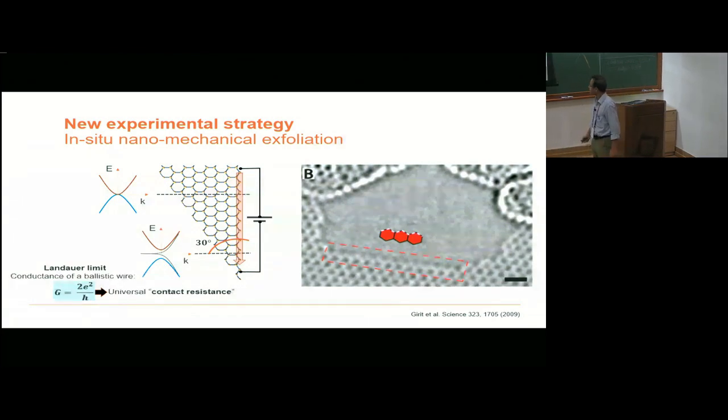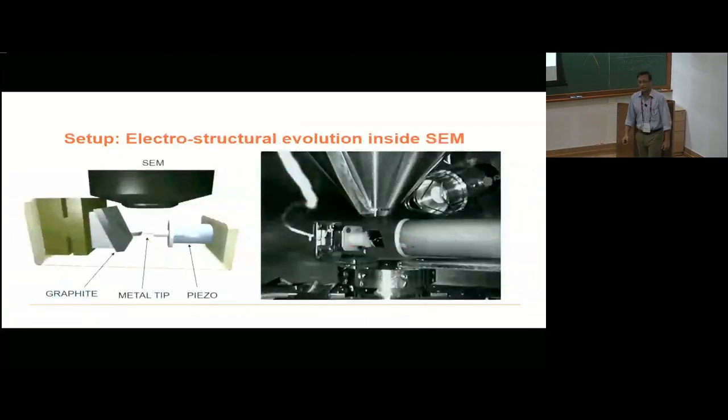Okay. So we wanted to use that. And we did it inside a scanning electron microscope. We created a robot and essentially tried to tear graphene underneath the SEM. While tearing, we wanted to look at the electrical transport through the system. And this is roughly what it looks like. So this is a tip which goes and tears graphene underneath the SEM, the scanning electron microscope.